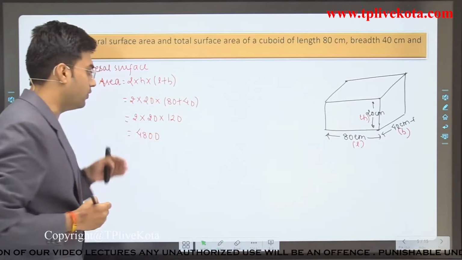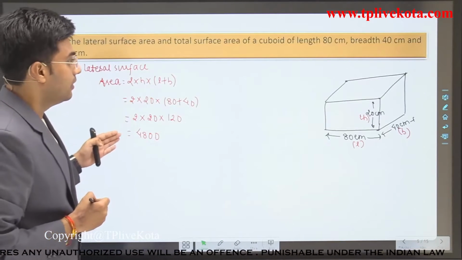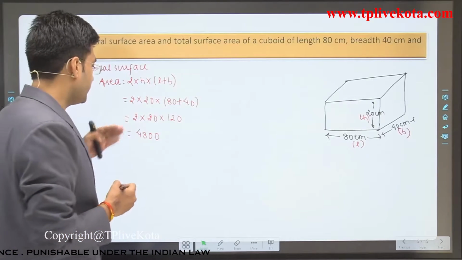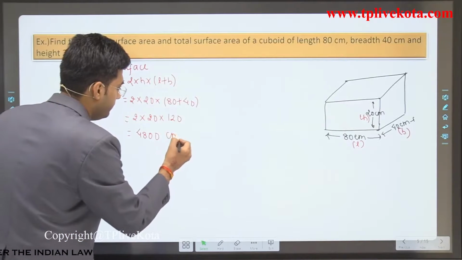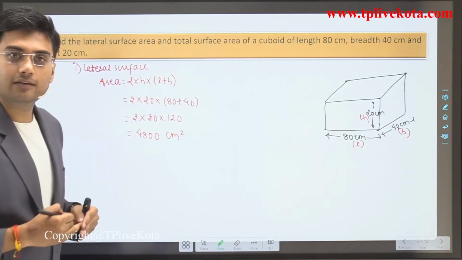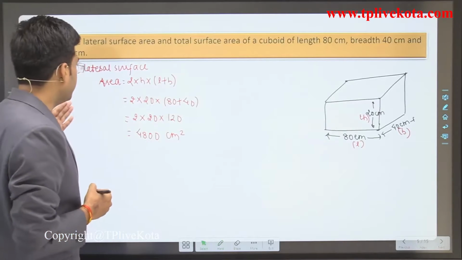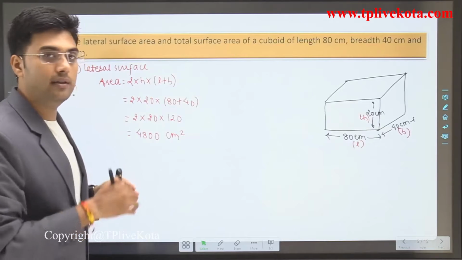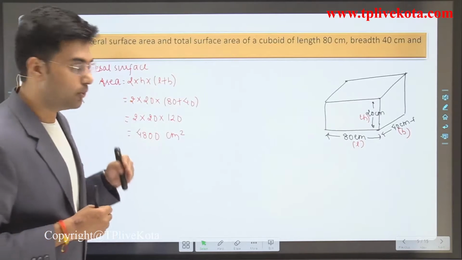4800. Now what is the unit of this? Here we use all the dimensions in centimeter. So it is centimeter square. Clear? Now students, after the lateral surface area, the next is what? We have to find the total surface area of this cuboid.